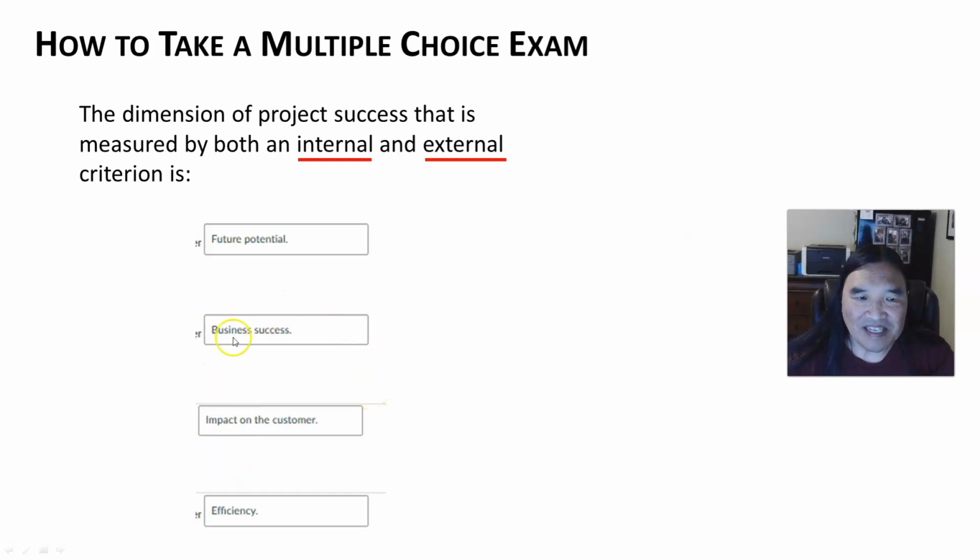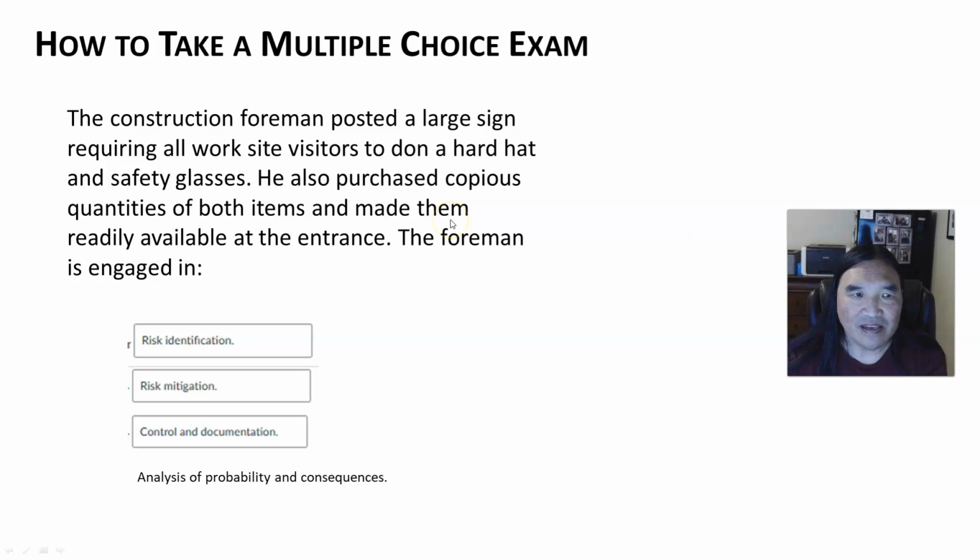And this is vague. This is straightforward. And it's an internal issue, and it's also an external issue, because externally it's your customer. Efficiency, that's more of an internal issue. So impact on the customer is the right answer. But the key thing is to look at these keywords.